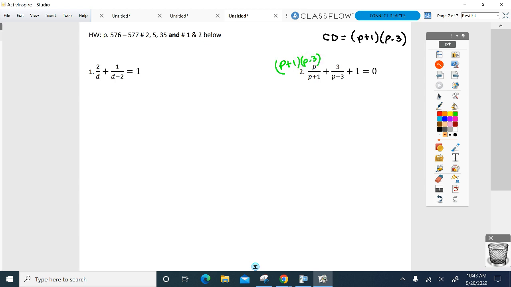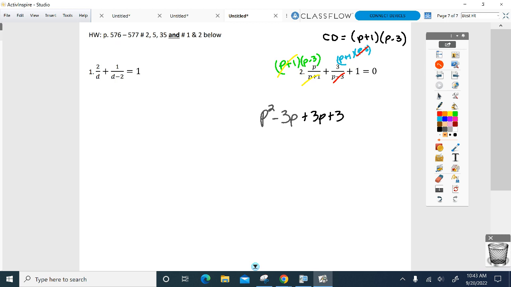What cancels on the first one? P plus 1, yep, good, done. So I'm going to end up distributing that p and getting p squared minus 3p, yep. Take your second fraction. What's going to cancel here? P minus 3. Yep. So distribute the 3 and get 3p plus 3. All right, this is why I'm doing this with you. First time this happened today.